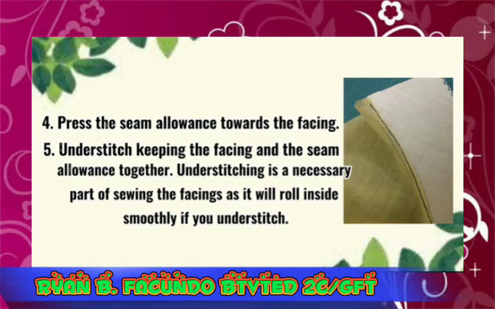4. Press the seam allowance toward the facing. 5. Understitch, keeping the facing and the seam allowance together. Understitching is a necessary part of sewing the facing, as it will roll inside smoothly if you understitch.